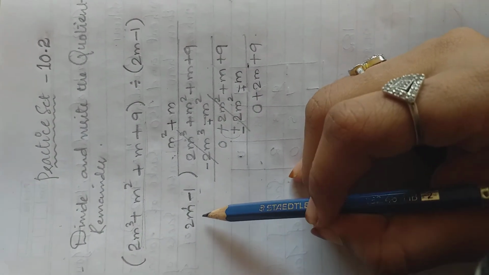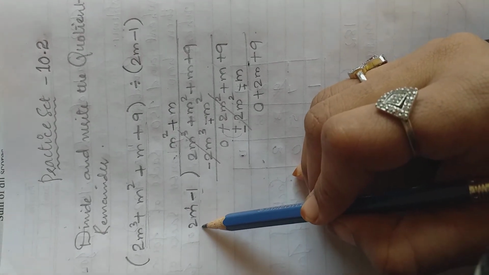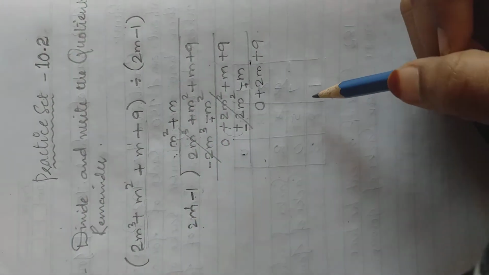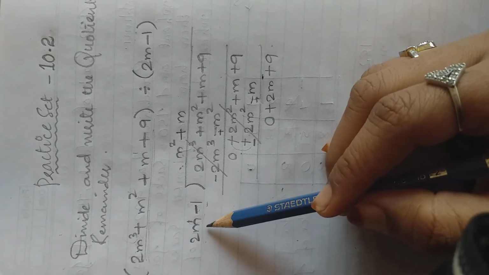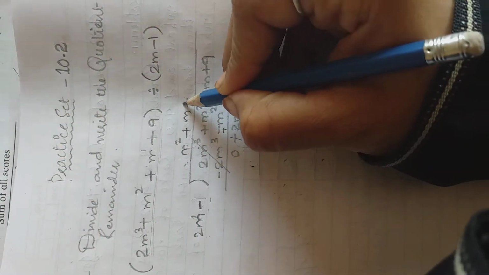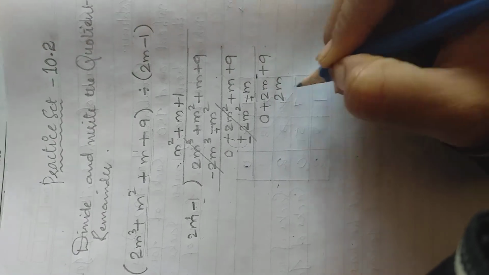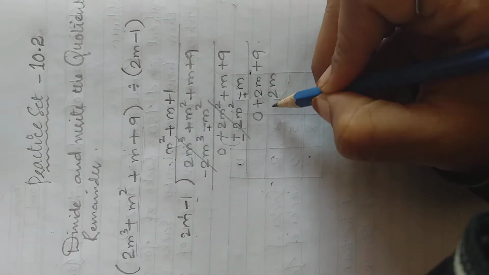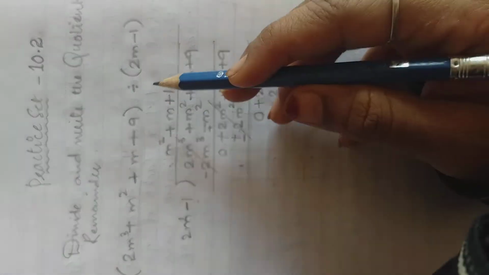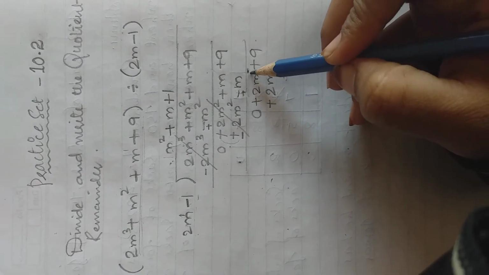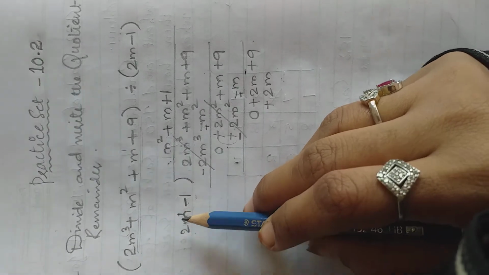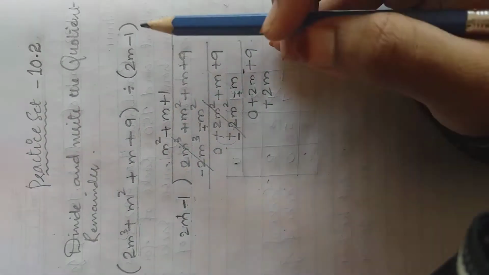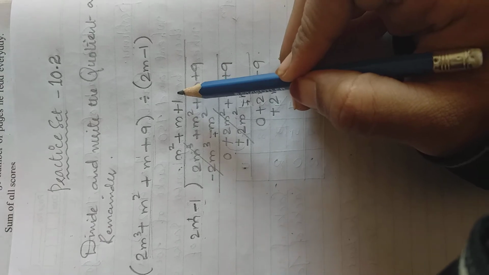Start with the 2m again. 2m multiplied by m, or divide this 2m with this 2m. So 2m ones are 2m. Am I right? Plus plus plus. You have to write plus. 2m ones are 2m. Here there is no power on this m, it means 1 is there. And here it also has 1 power. So we don't have to write any variable in the quotient.